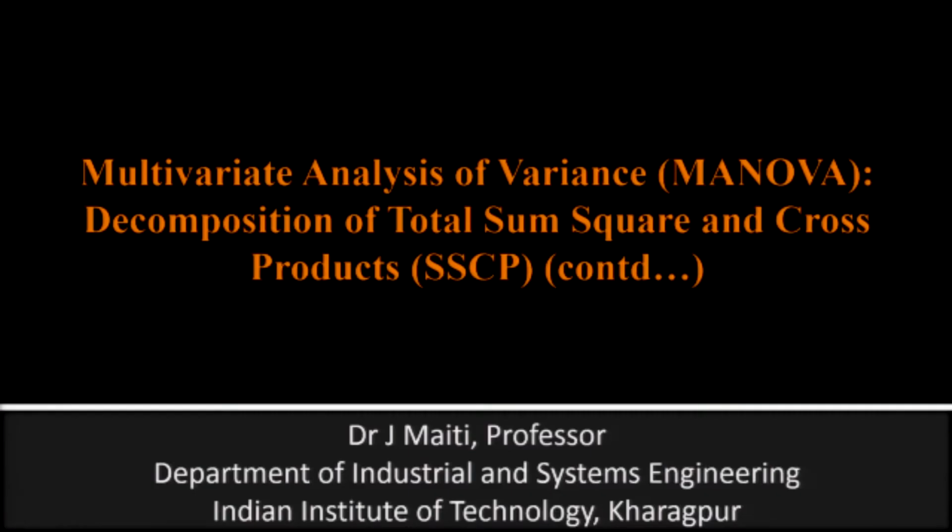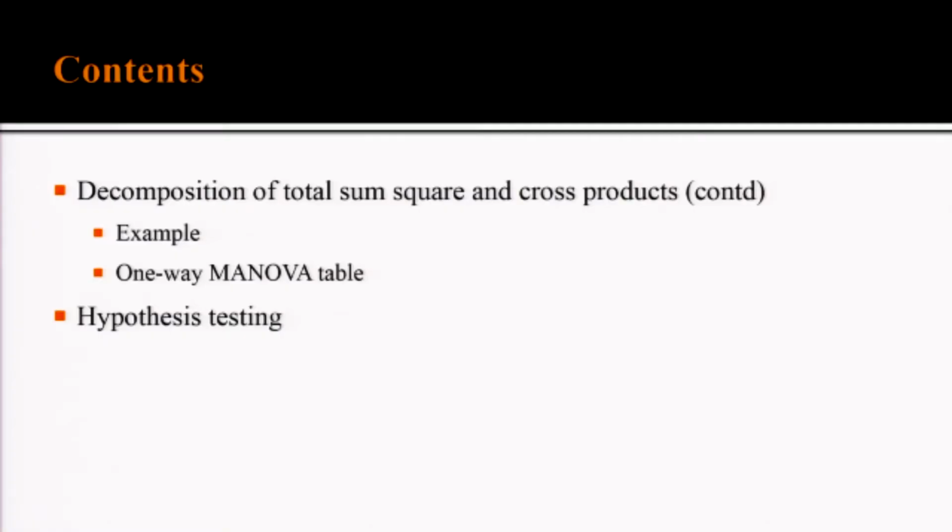We will continue decomposition of total sum of square and cross products. Today we see one-way MANOVA table and hypothesis testing, related hypothesis testing with an example. I am sure you are enjoying the lectures. Let us see what is there in the next. We will continue MANOVA, Multivariate Analysis of Variance.